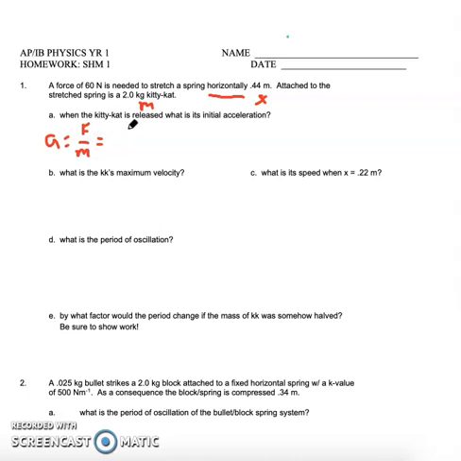So we just plug in the numbers for each. 60 newtons divided by 2 kilograms, and we have 30 meters per second squared. Okay, so just a reminder of some of the basics with that. We could ask what's the spring constant. You could do F equals kx, but that may come up later.